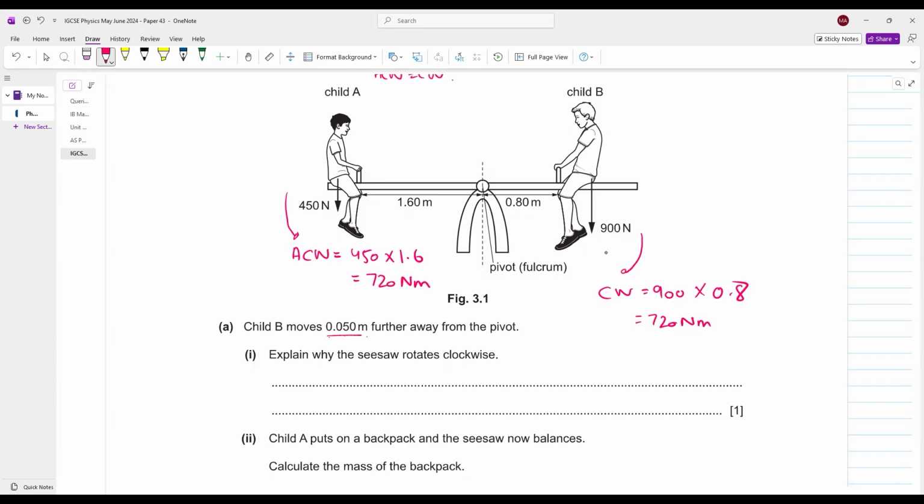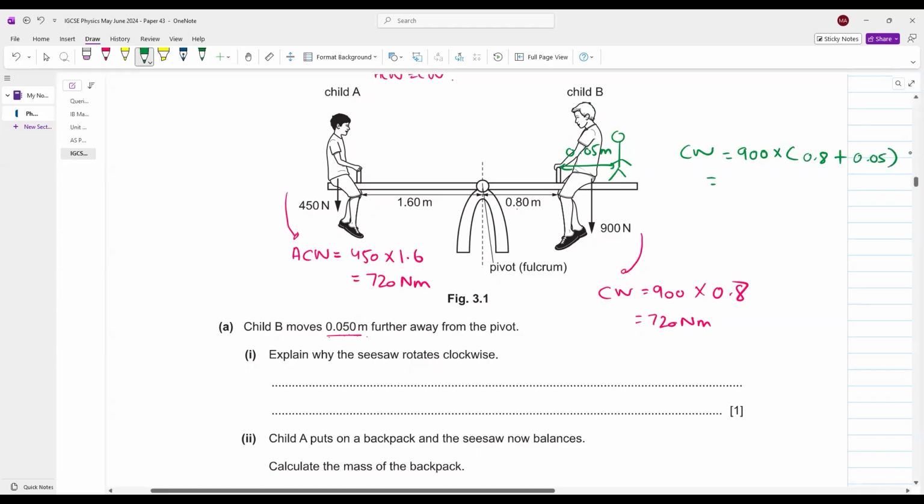But now let's say child B is moved 0.05 meter further away from the pivot. सर इसका मतलब क्या है? इसका मतलब ये है that child B is now somewhere here, getting an additional distance of 0.05 meters. Can you now realize that the clockwise moments will increase? बेटा आप clockwise moment क्या हो जाएंगे? The force remains same, 900 multiplied by what? 0.8 plus an additional distance of 0.05. Can you calculate this answer?